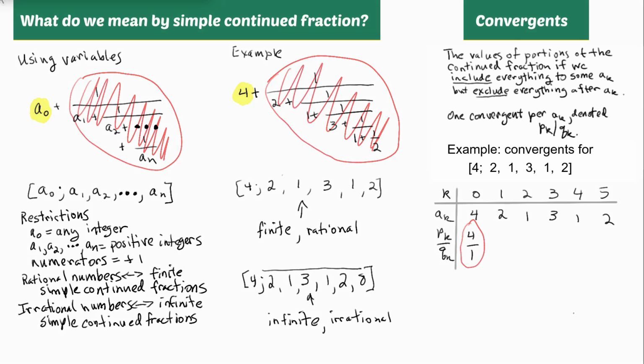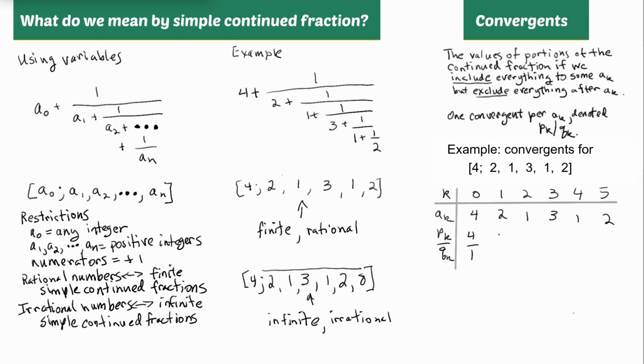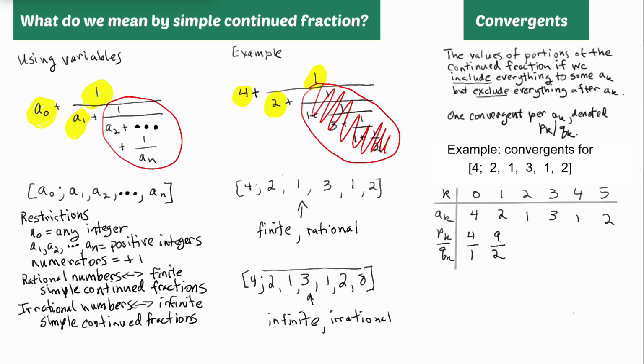Let's look at the next one, when k equals 1. The convergent is 9 over 2. We include a sub 0 and a sub 1, but exclude all of this. So we include the 4 and 1 over 2, but we exclude everything else. Make sure you notice we include the 2 in the denominator, but not the next numerator, just the 2. So the convergent is 4.5. If we write it as p over q, it's 9 over 2.